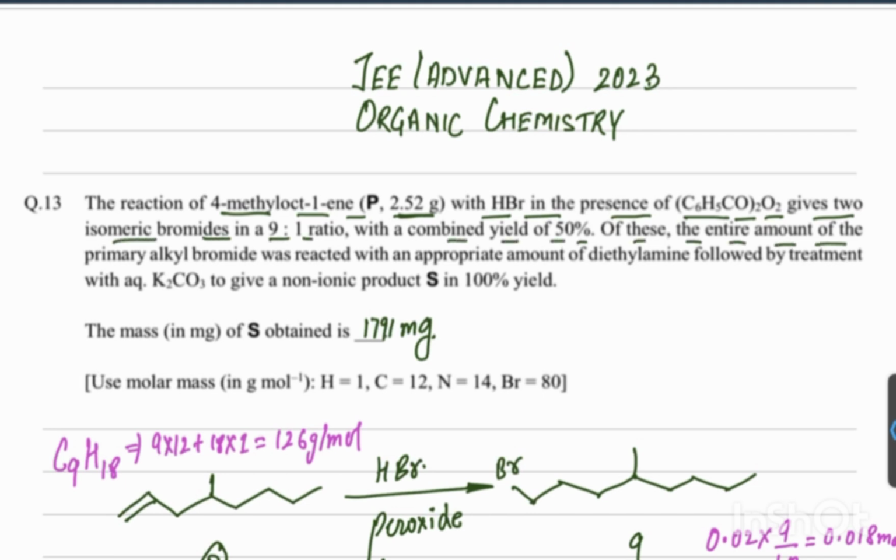Of these, the entire amount of the primary alkyl bromide was reacted with the appropriate amount of diethylamine, followed by treatment with aqueous K2CO3 to give a non-ionic product S in 100% yield. The mass in gram of the S obtained is, so the answer should be 1791 milligram.